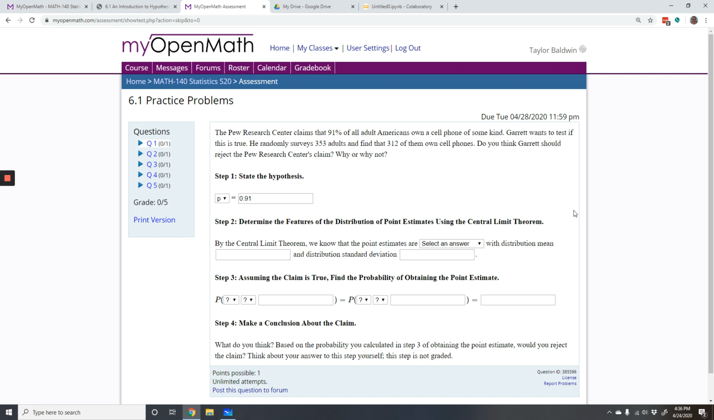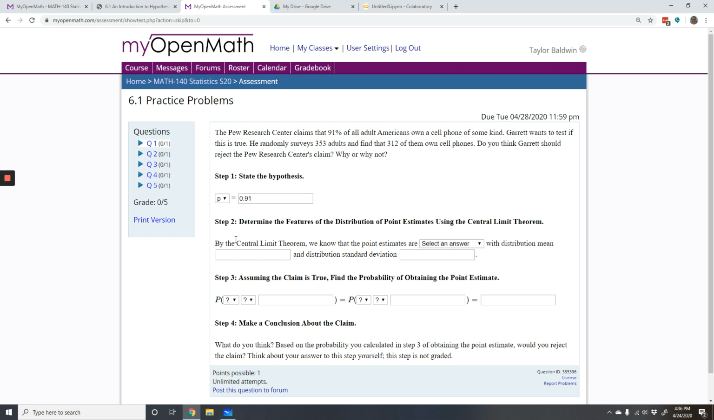Step two, we're going to determine the features of the distribution of point estimates using the central limit theorem. And we're going to do this, by the way, assuming that the hypothesis is true. That's what a hypothesis test is. We assume that hypothesis is true, and then we determine how likely or unlikely it is that we obtain the sample that we do. Okay?